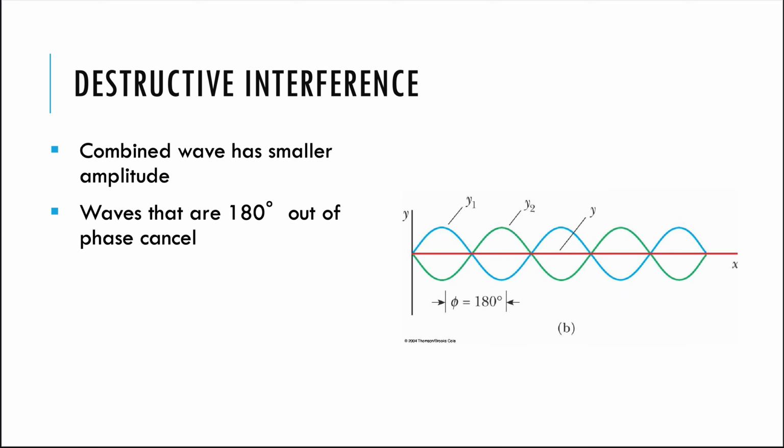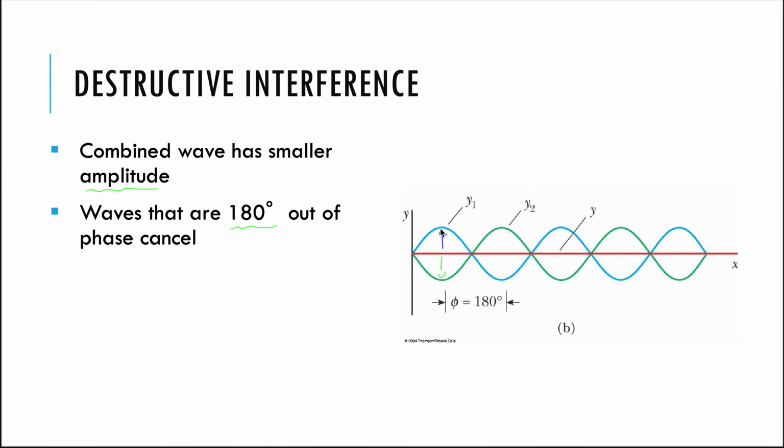The other type of interference is destructive interference. This happens when the displacements are in opposite directions. So in this case, we have a blue wave that has a displacement upward here and a green wave that has a displacement downward. So they're interacting, and those displacements are going to result in a wave that has a smaller amplitude. In this particular picture, it shows waves that are 180 degrees out of phase.